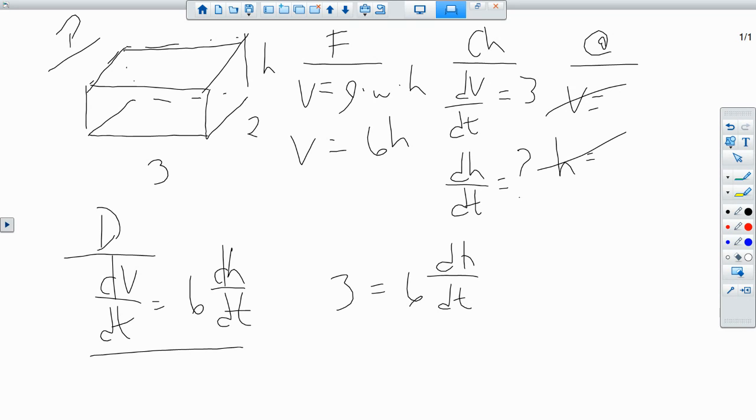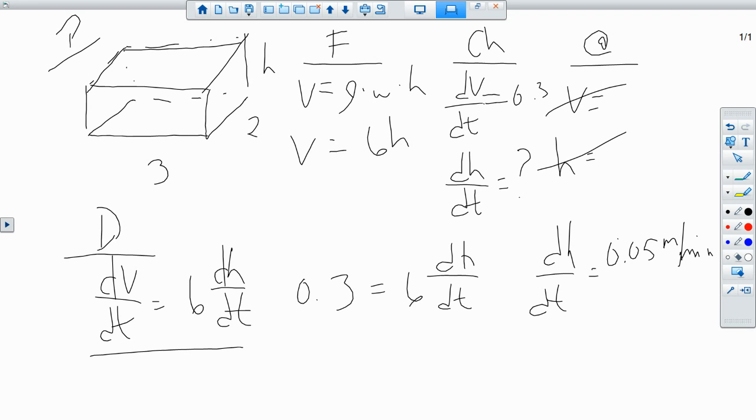The volume is 0.3. Oh, that does change things. So this is 0.3. Oh boy, I'm still getting used to writing on this thing. So what's the dh dt? 0.3 over 6. And what are the units? Meters per minute. Okay. Questions?